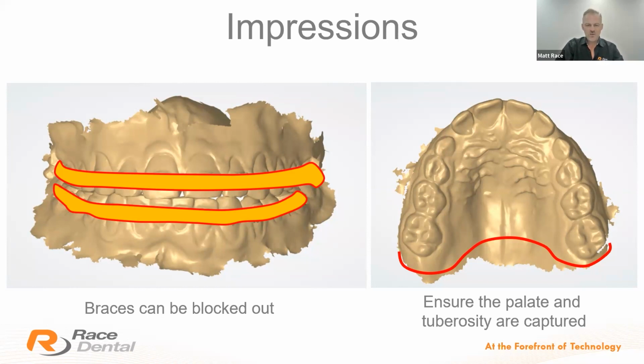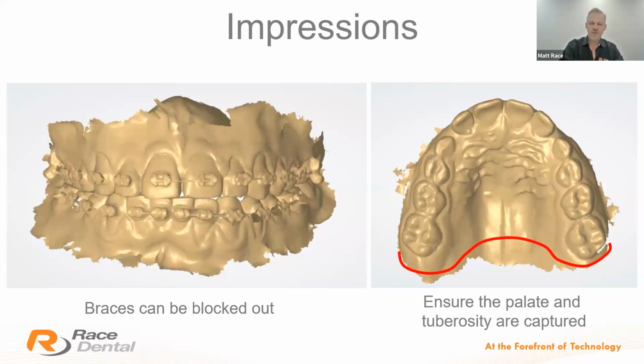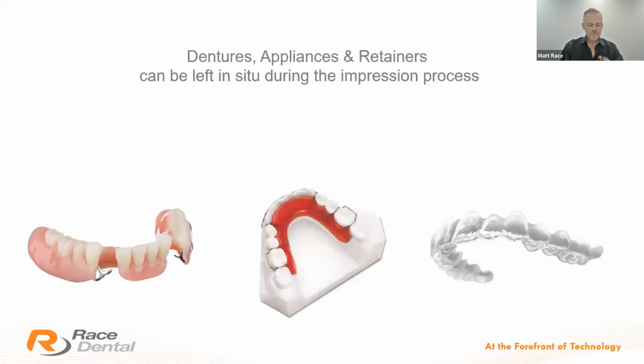And obviously we do require the bite, so please do provide the correct maxillary mandibular relationship to ensure that your splint is processed correctly. If the patient is wearing dentures or an appliance or retainers, they can be left in situ during the impression process. Obviously, if there's a full arch or a larger impression or denture, it's important that that's left in. If the patient's wearing an appliance, they can be left in or removed. That's totally up to you. I do recommend, if it is an appliance, that it is left in for the impression technique.